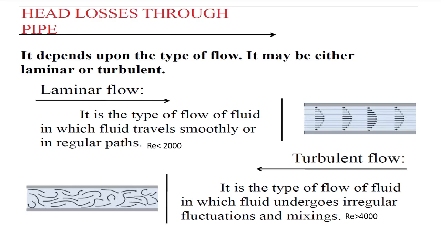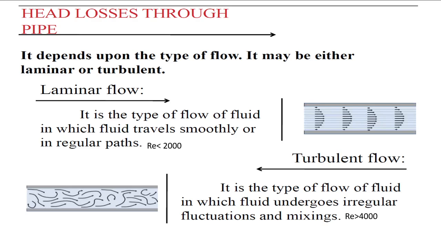So, head losses through pipes. What are the head losses through pipes? They depend mainly on the type of the flow. There are two types of flow depending upon the Reynolds number. First is the laminar flow. This type of flow is the flow in which the fluid travels smoothly and in a regular path. In this, Reynolds number is always less than 2000.